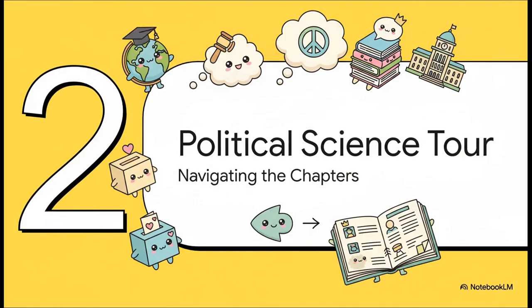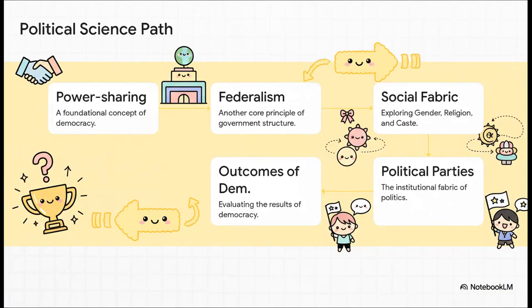All right, now that we've got that big picture sorted, let's start the first leg of our journey. It's time for our tour of political science. Let's see exactly what topics you'll be covering here. So, here's your path. The tour kicks off with some really foundational ideas, like power sharing and federalism. From there, it gets into the stuff we see every day: gender, religion, caste, and, of course, political parties. And where does it all lead? It all builds up to answering that huge question: what are the real outcomes of democracy? See that flow? It's a really logical path from theory to what's happening in the real world.